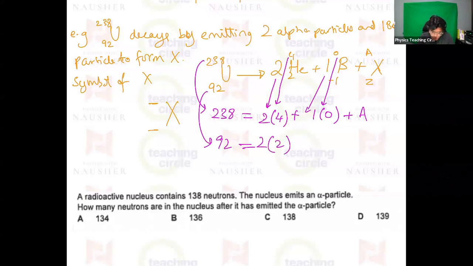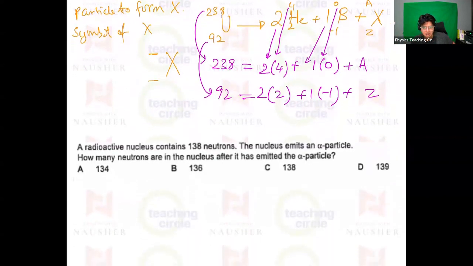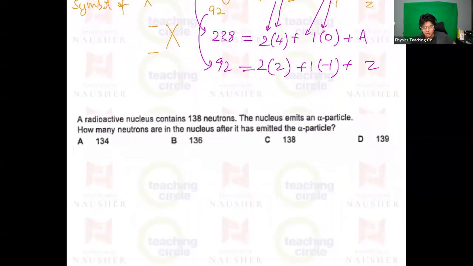We are doing proton numbers here. 2 into 2. Tell me next, Fatma. Plus 1 into -1. There you go. You got it. Plus what? Plus Z. Solve it, the answer will come out. Is it clear? I'm moving ahead, Fatma, because the rest of the class is ahead, so you can now do the question, solve it later.